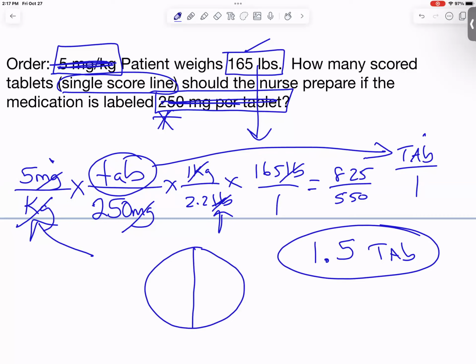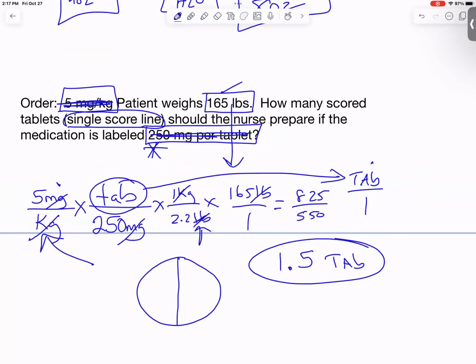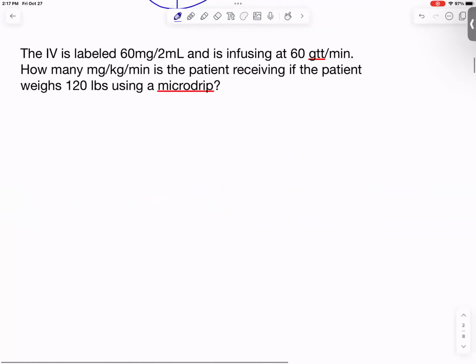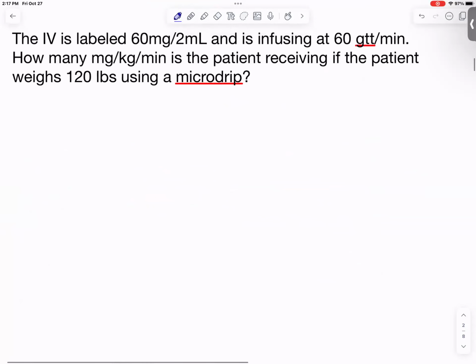All right, everybody, you got that? Yep. Awesome. All right. I would like you to do this one.